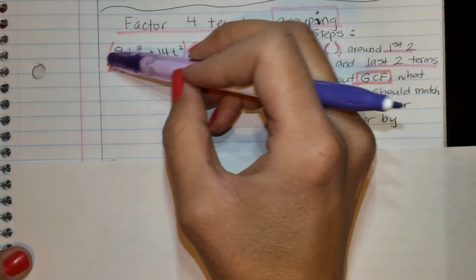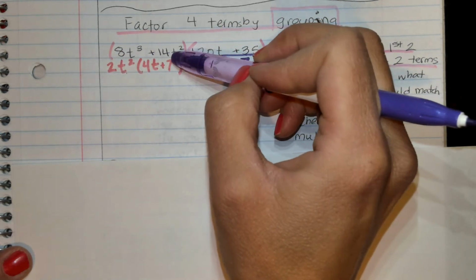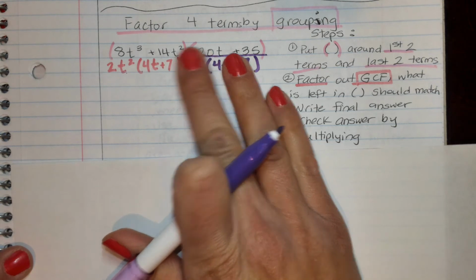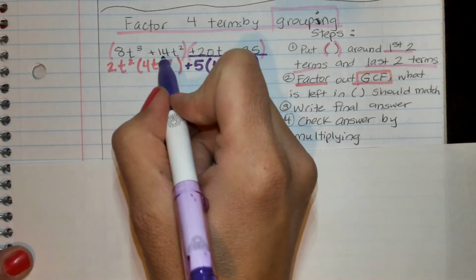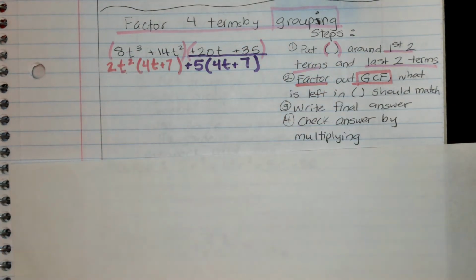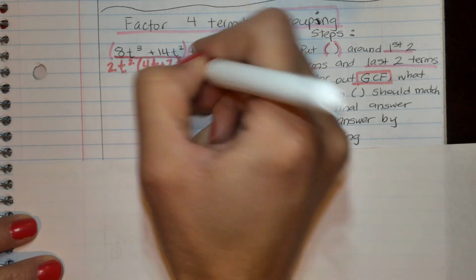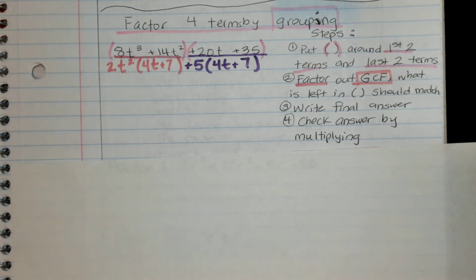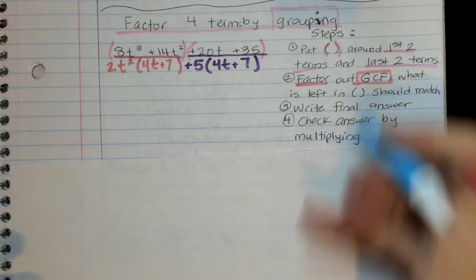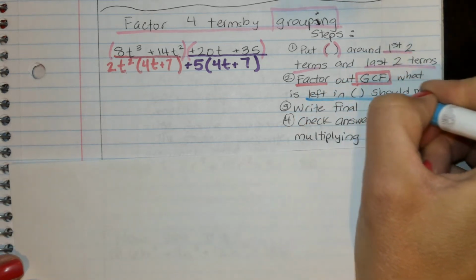Over here, if I distribute 2t squared to just the 4t and the 7, because remember they're kind of separate, then I would get 8t to the third plus 14t squared. All right, so anyways, that came from there, and then the purple part came from there. All right, the last part of that step was saying that what's left in parentheses should match.